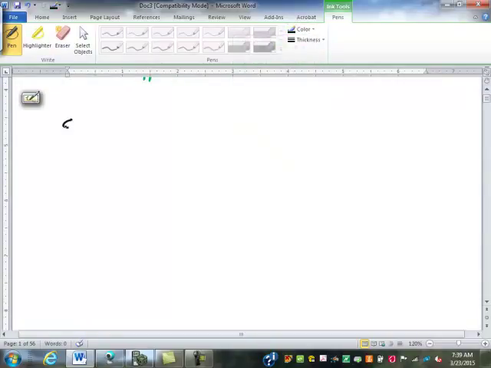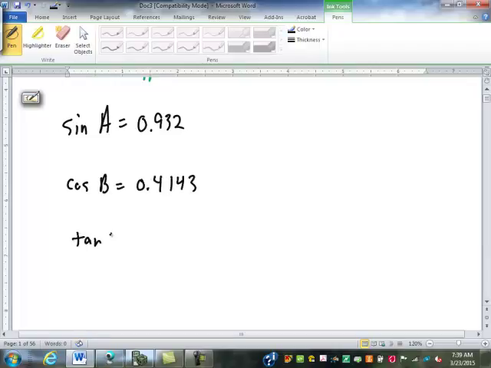So what if I were to tell you that sine of angle A equals 0.932, cosine of angle B equals 0.4143, and tangent of angle D equals 2.837. Can I find angle A, B, and D? Another notation that's sometimes used for this that might be used in your packet, rather than saying sine of A equals that, they might say find the arc sine of 0.932. It means exactly the same thing.